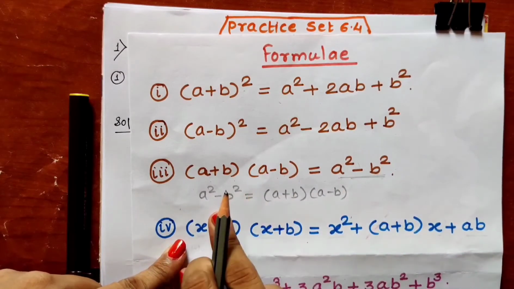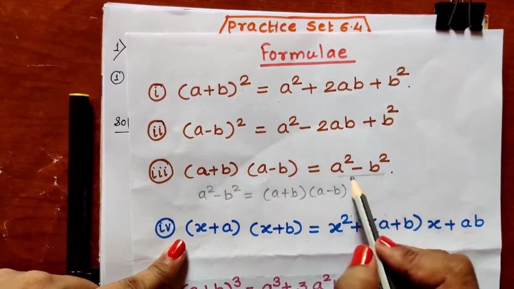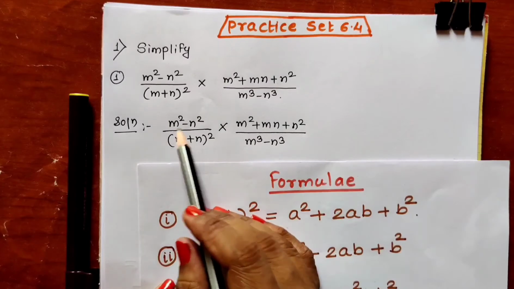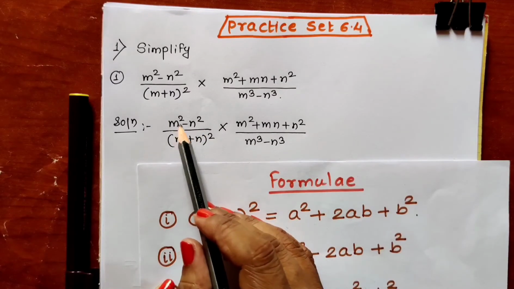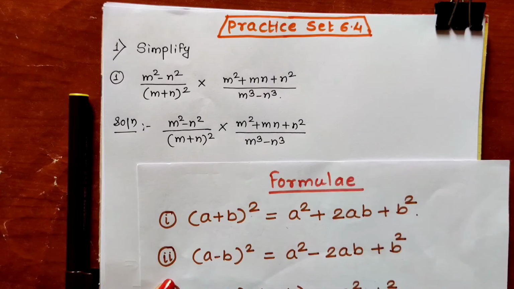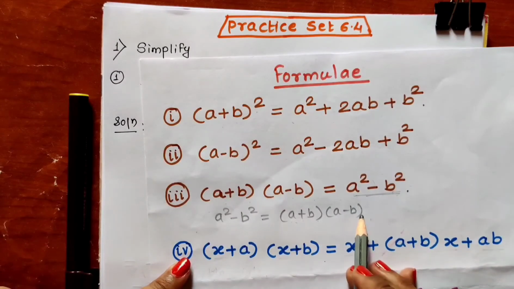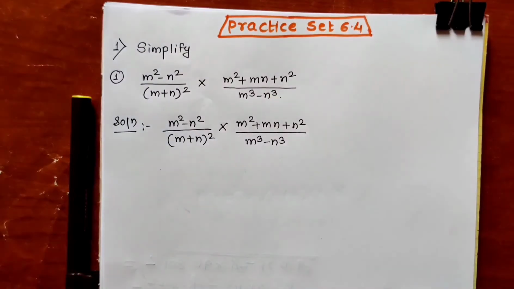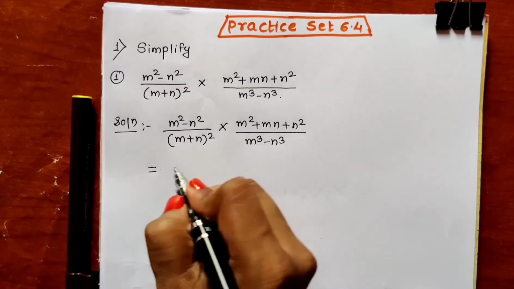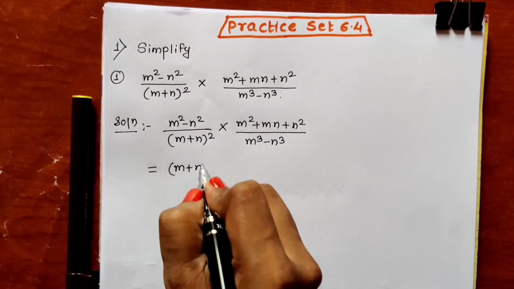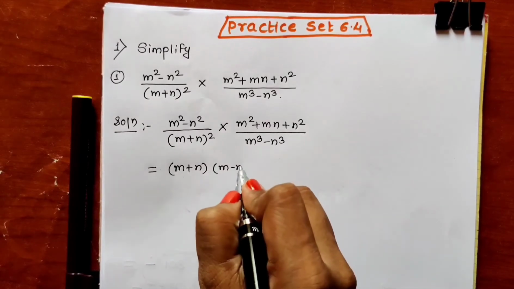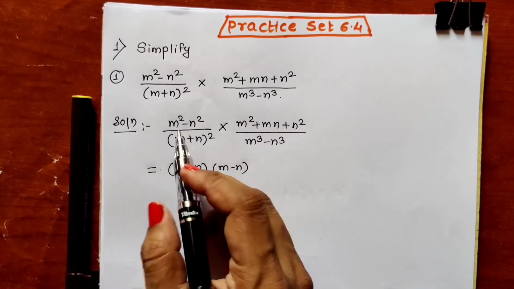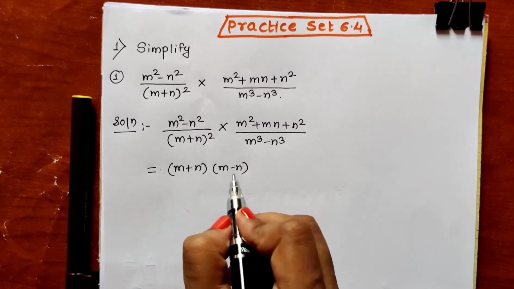The right hand side is written on the left hand side and the left hand side is written on the right hand side. So a square minus b square means a plus b, a minus b. Same way here we can write m square minus n square means m plus n, m minus n. So in this way, m square minus n square means m plus n in the first bracket and m minus n in the second bracket. So we have applied the formula here and we have got these two factors of m square minus n square, m plus n, m minus n.